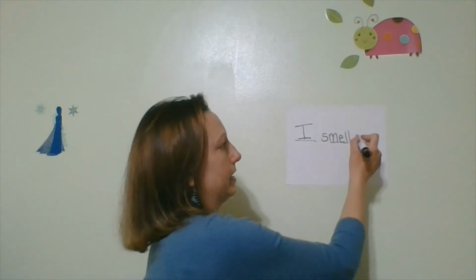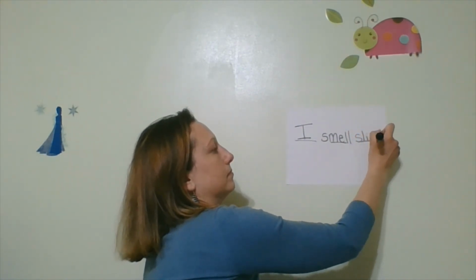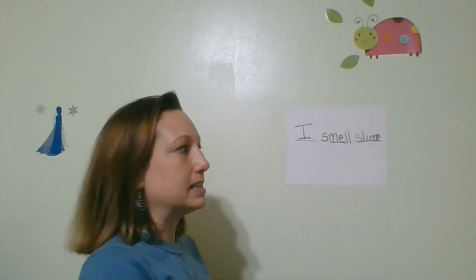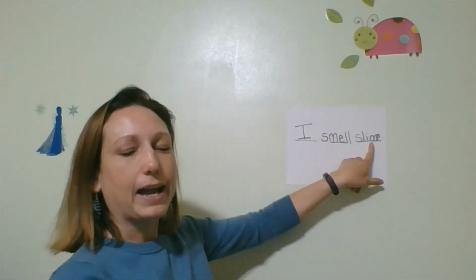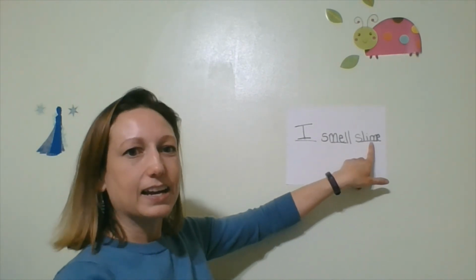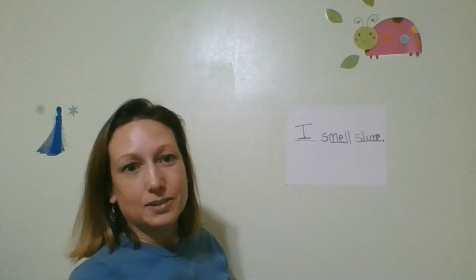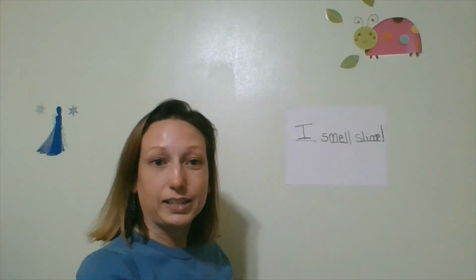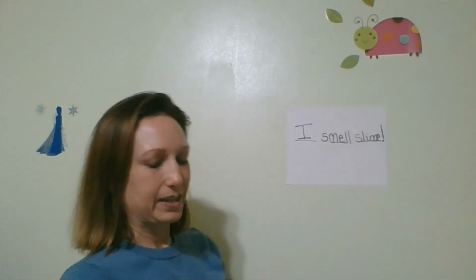How'd you spell slime? S-L-I-M-E. And my I says I, so I need my I, consonant E says I, and of course a period. Or maybe you're really excited because somebody just made slime and you're really excited about it, so maybe you'll use an exclamation point. That would work too.